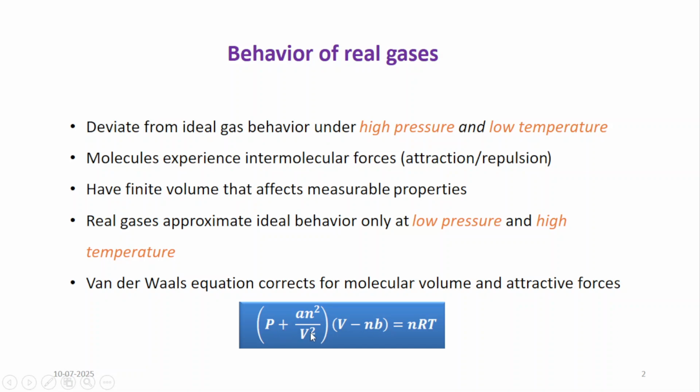So (P plus a n squared upon V squared) into (V minus nb) equal to nRT. Where n is the number of moles, if n becomes 1, then it will be reduced to (P plus a upon V squared) into (V minus b) equal to RT.